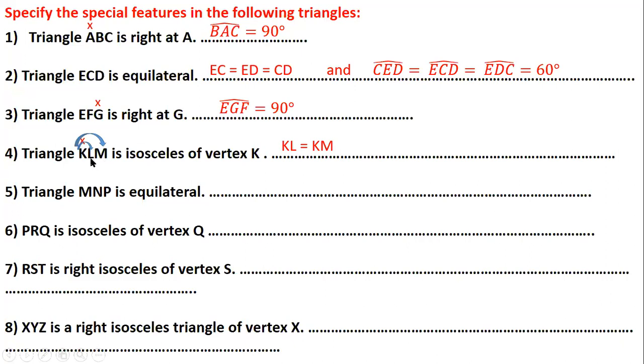Name, please, the angle at vertex L. L should be in the middle. MLK. MLK or KLM, right? Now, yes, name the angle at vertex M. KML. Right, these two angles will be equal to each other. Now, thank you, Dalal. In number 5, we have a triangle MNP equilateral.